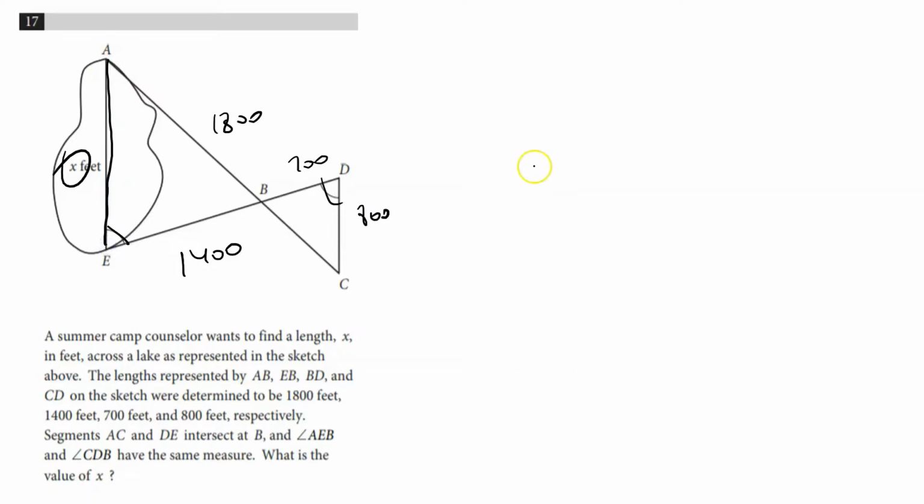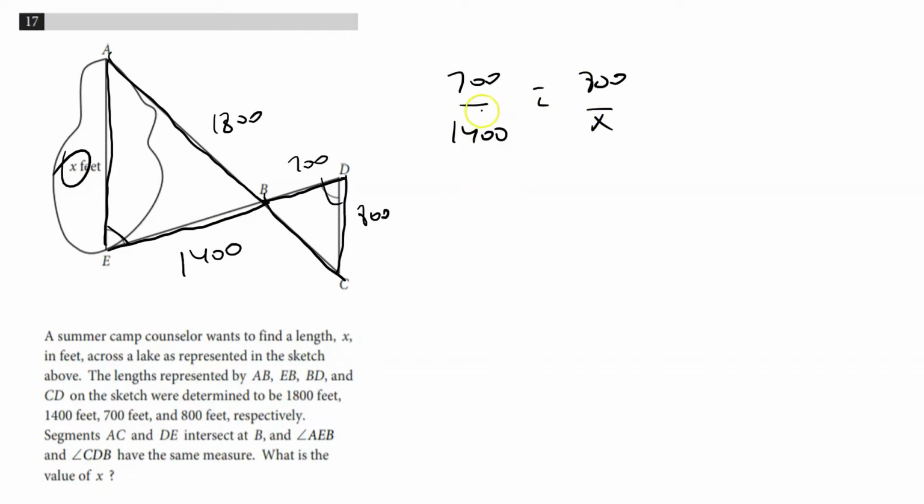Okay, well, it's clearly a proportion, right? So this right here is half of this length, so that means BC is half of this length, and DC is half of AE. So we can set up the proportion that 700 over 1400 equals 800 over x. We could cross multiply, but that would take a while, so we can just see this simplifies to 1/2. So 1/2 equals 800 over x. This is a lot easier to cross multiply. 1 times x equals 2 times 800. That means x equals 1600.